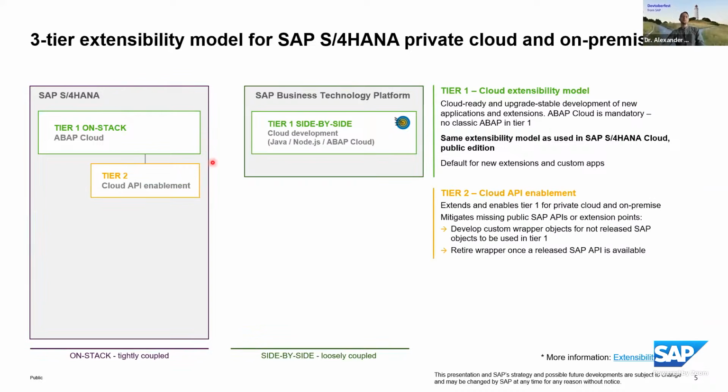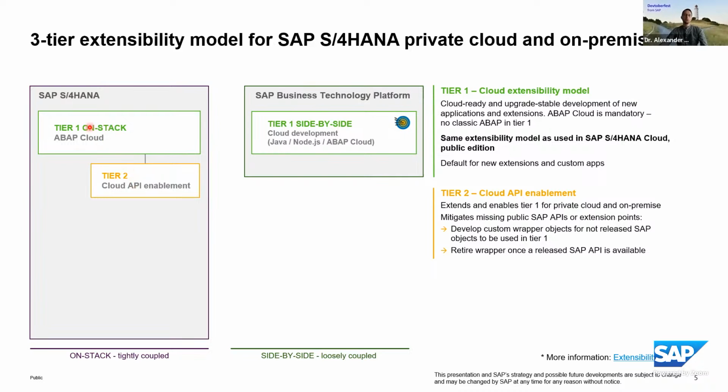Then we have the second tier. Tier 2, that's the Cloud API Enablement layer. So probably you are familiar with ABAP Cloud already a little bit, and you know that one of the key aspects of ABAP Cloud is that you must use only released SAP APIs. Okay, so now the question arises.